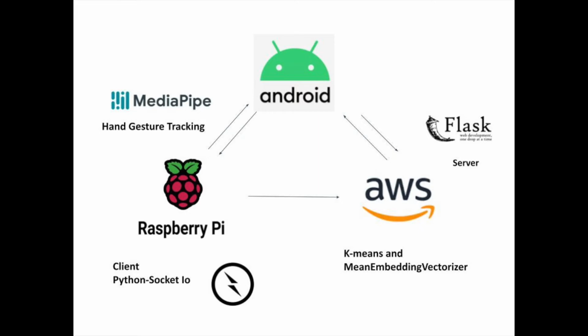For the Raspberry Pi part, we use MediaPipe for hand gesture recognition, which allows the smart speaker to follow people around. We use Flask to write the client on the Raspberry Pi. For the server part, we use HTTP GET and POST methods on AWS to send and receive data. The music recommendation and recipe recommendation are implemented using k-means and the mean embedding vectorizer algorithm.